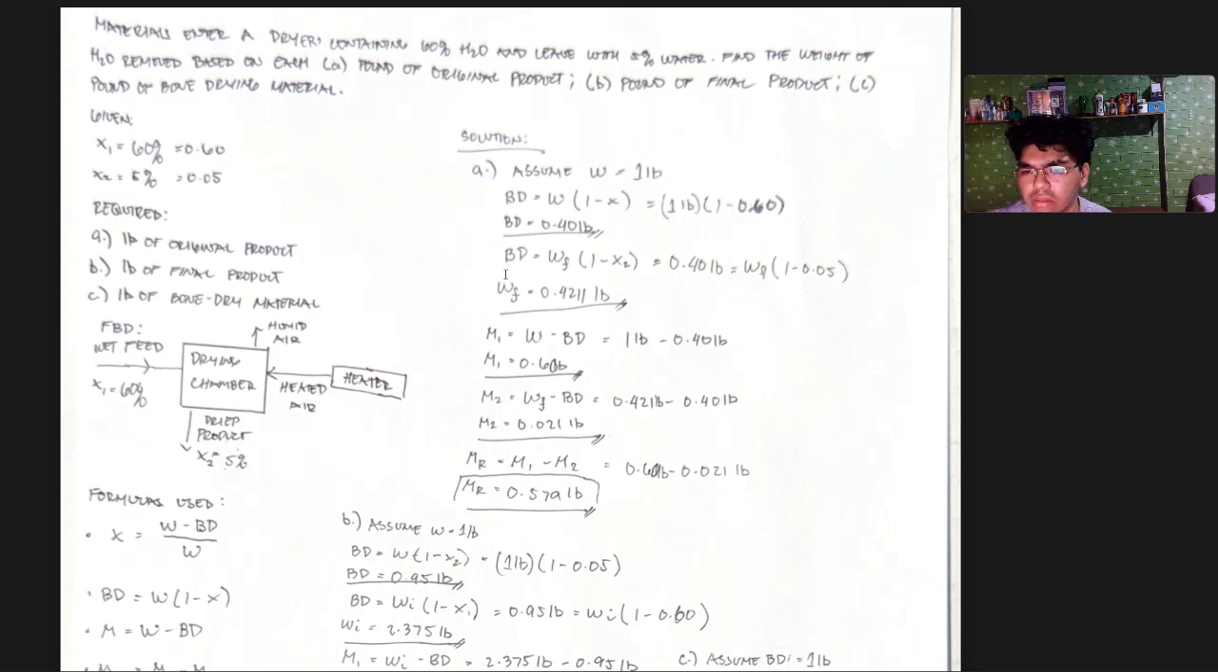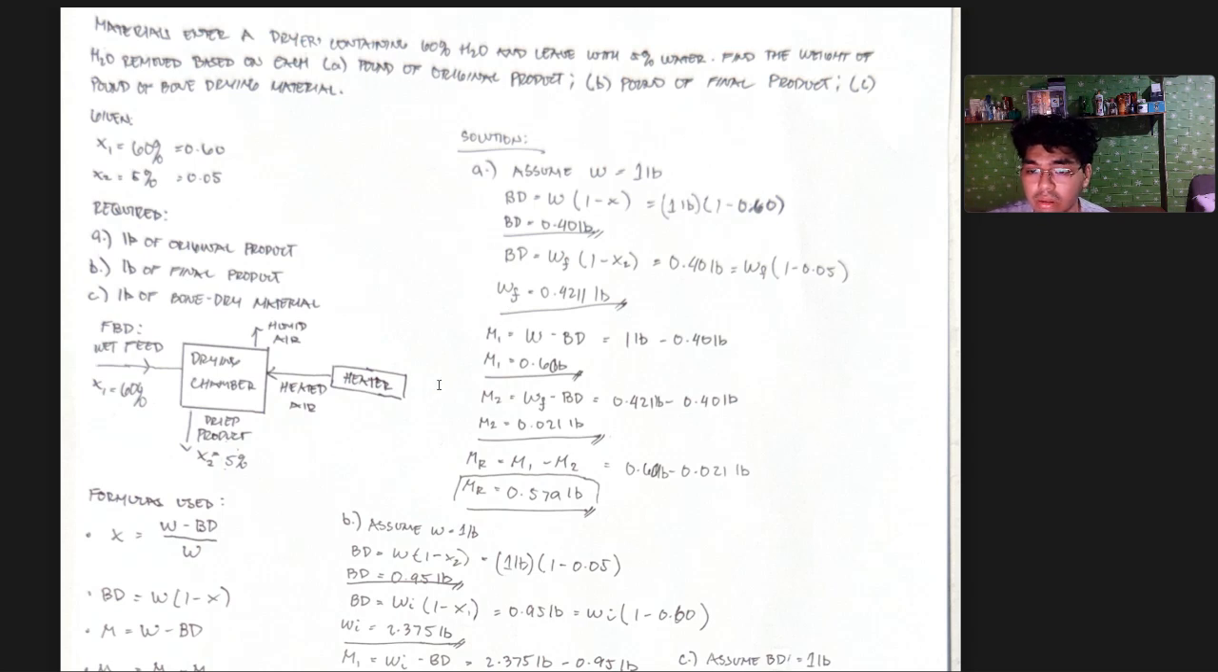Next, bone drying is equal to weight final times 1 minus X2, so 0.40 pound equals WF times 1 minus 0.05. Solving, we will have 0.4211 pound as our final weight.